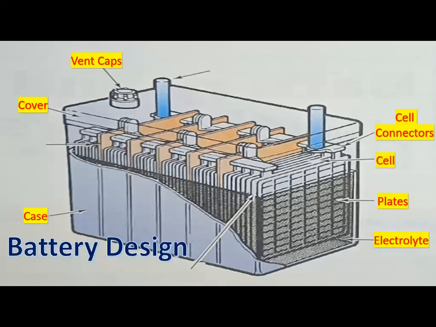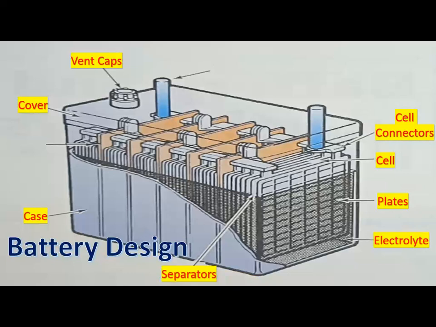A cell group contains a number of alternately spaced negative and positive plates. A negative plate is positioned on the outside of its cell group. Each cell group has an odd number of plates. For example, a cell group may have 5 positive plates and 6 negative plates. Thin, porous separators are positioned between the negative and positive plates.